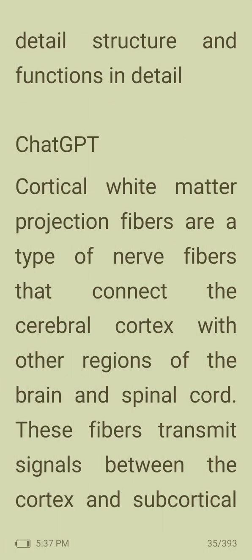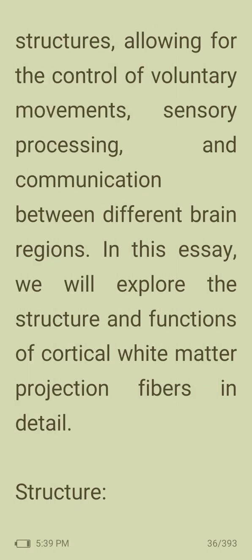Then, cortical white matter projection fibers. Projection fibers are a type of nerve fibers. Cortical white matter projection fibers are a type of nerve fibers that connect the cerebral cortex with other regions of the brain and spinal cord. These fibers transmit signals between the cortex and subcortical structures, allowing for the control of voluntary movement, sensory processing, and communication between different brain regions.